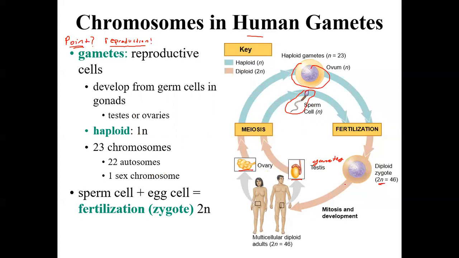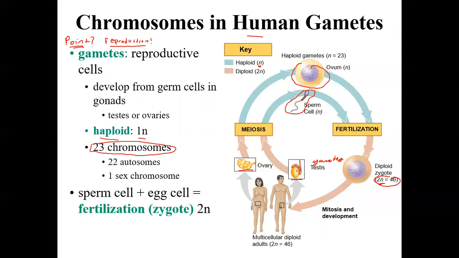So the color coordination here is important. The haploid represents, remember, you don't have that 2 in front. That just means this cell only has 1 of each type of chromosome. Same thing for the egg, 1 of each type, but when they fuse together, that's when they become diploid. So 2n equals 46. That's what we're referring to as haploid, when it's 1n. This is just talking about humans.